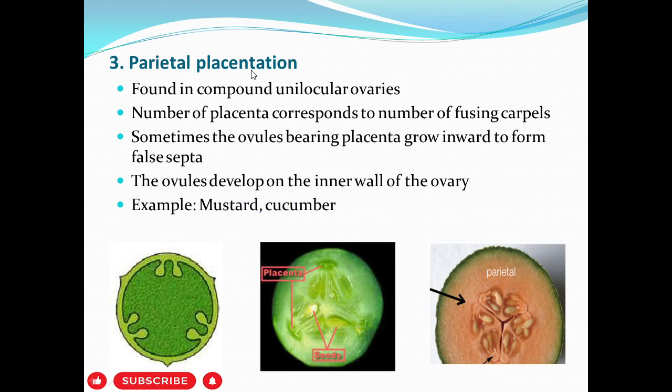The third one is parietal placentation. It is found in compound unilocular ovaries. The number of placentae corresponds to the number of fused carpels. जितनी carpels होंगी, जितनी carpels fuse हुई होंगी, उतने ही placenta इसमें develop हो जाएंगे. Sometimes the ovule-bearing placenta grows inward to form false septa, and ovules develop on the inner wall of the ovary. This is the outer wall of the ovary and this is the inner wall. The ovules are attached to the inner wall of the ovary, and these are the placentae and these are the seeds. Examples of parietal placentation are mustard and cucumber.